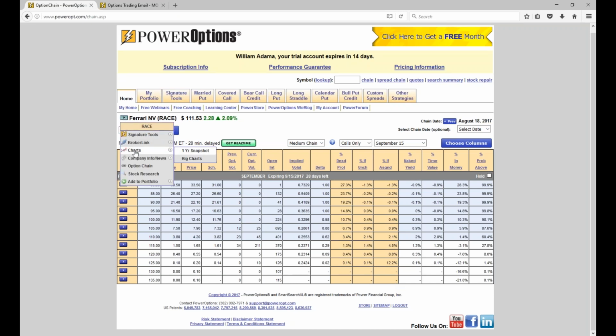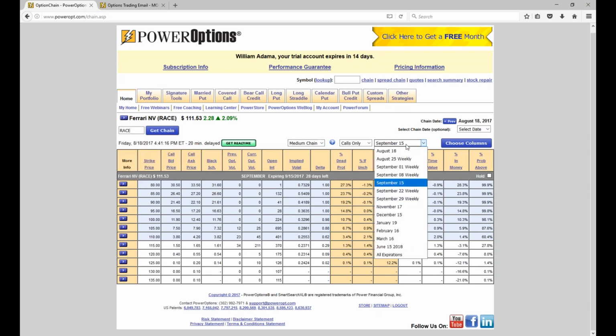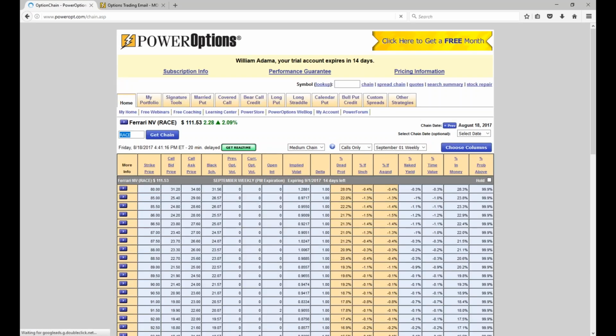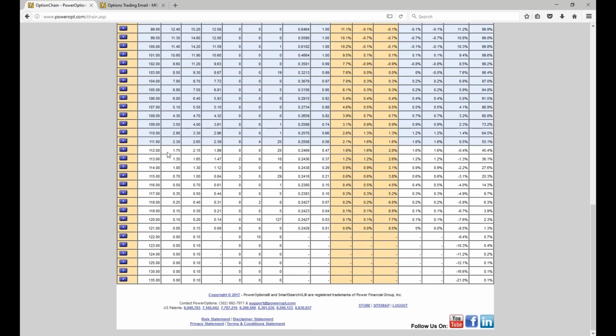Let me look at the stock chart. Does this look like something that's bullish that might go to 115? Does it look like something that might be, I don't know, a little bit iffy, and maybe that 110's a little better for a little bit better protection? Or look at the dates. Hey, this has weeklies. Maybe you go 2 weeks out instead of 28 days. What would the 110 look like 2 weeks out?